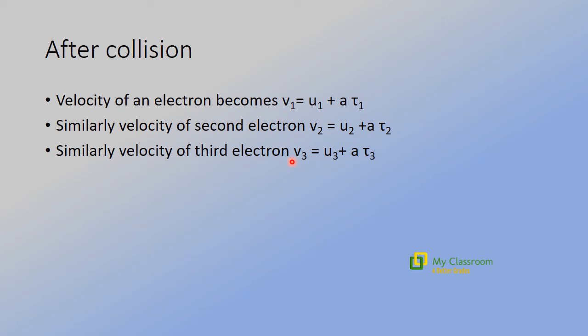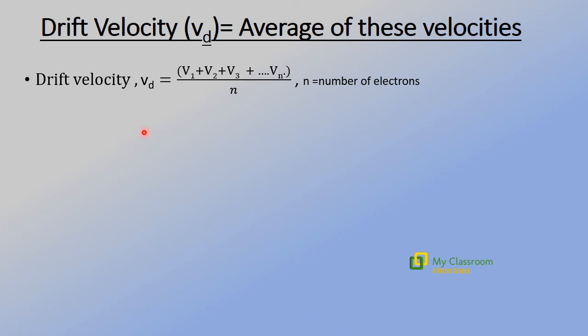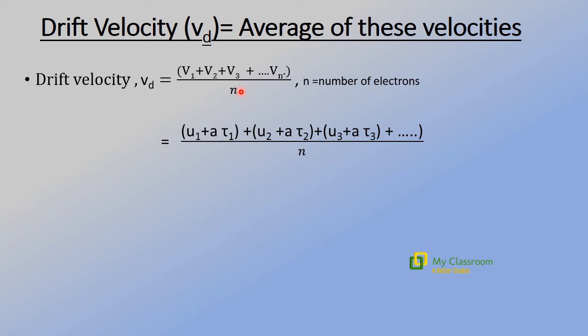Now we've said that drift velocity is the average of these velocities. So we'll calculate the average of v1, v2 and v3. The average of these velocities will be v1 plus v2 plus v3 plus etc. up to vn divided by n, where n is the number of electrons. Now substituting for v with u plus aτ, we get the equation like this.